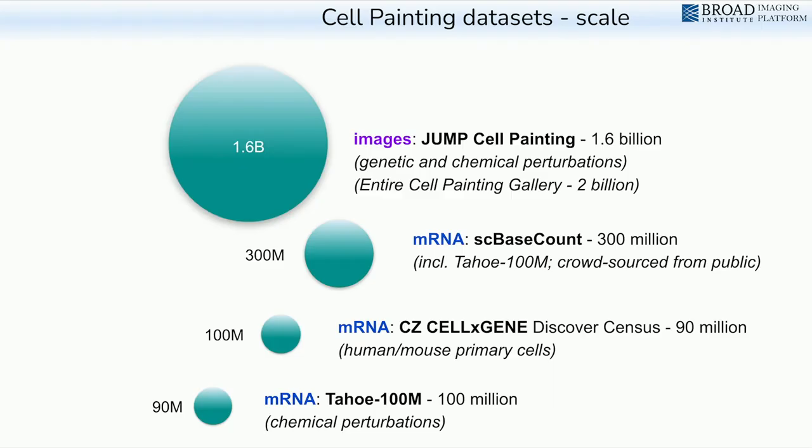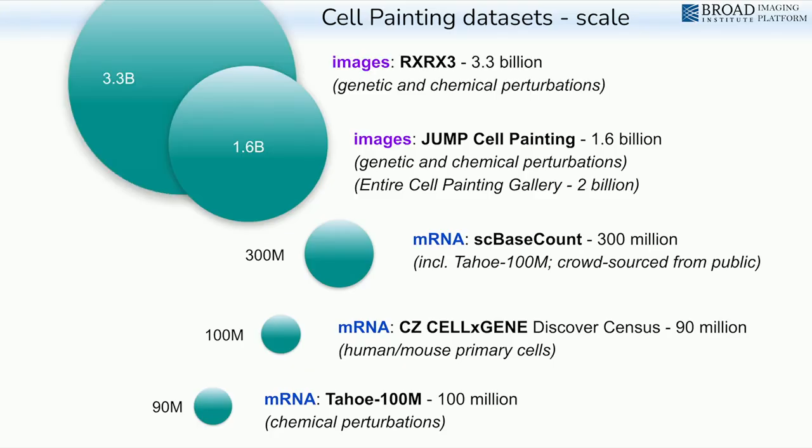By contrast, here's JUMP Cell Painting, 1.6 billion cells. If you count the entire cell painting gallery, which has other experiments in it by now, it goes up to 2 billion. And the only other super big scale cell painting data set I know is RxRx3, which has 3.3 billion cells. This is made by Recursion, and again, I'm on their scientific advisory board. If we look at what they have proprietary internally, it would swallow this slide, because they have at this point hundreds of billions, maybe trillions of cells worth of data internally.